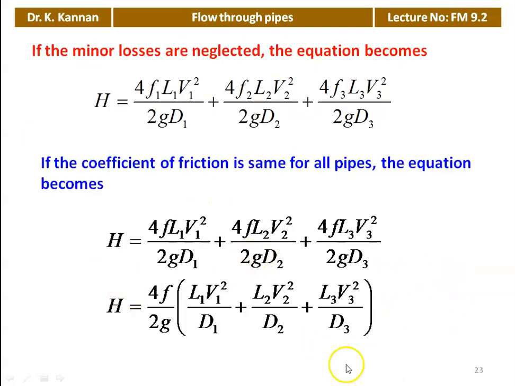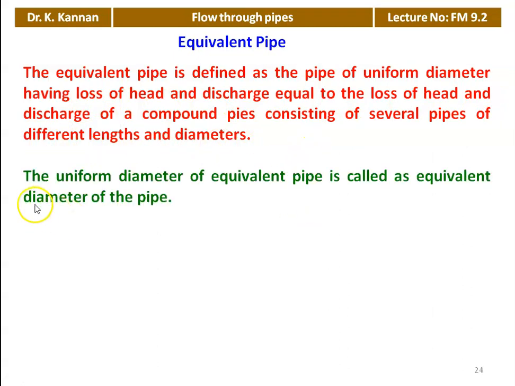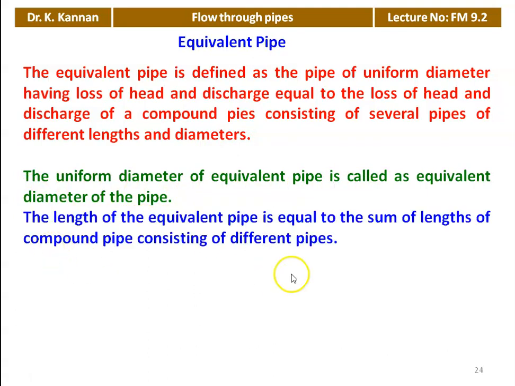So this is the head loss in the compound pipe or pipe in series. Then equivalent pipe. An equivalent pipe is defined as a pipe of uniform diameter having loss of head and discharge equal to the loss of head and discharge of the compound pipe consisting of several pipes of different length and diameter. The uniform diameter of the equivalent pipe is called the equivalent diameter of the pipeline. And the length of the equivalent pipe is equal to the sum of the lengths of the compound pipe consisting of different pipes.